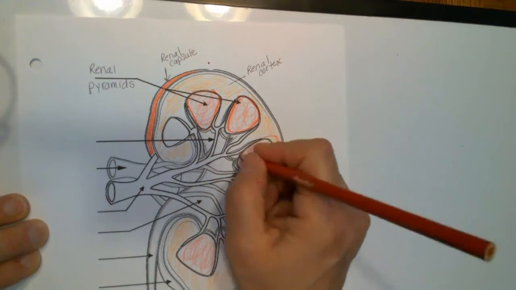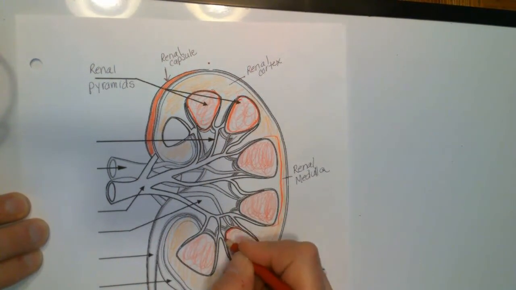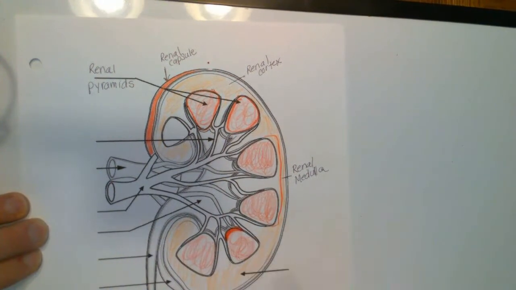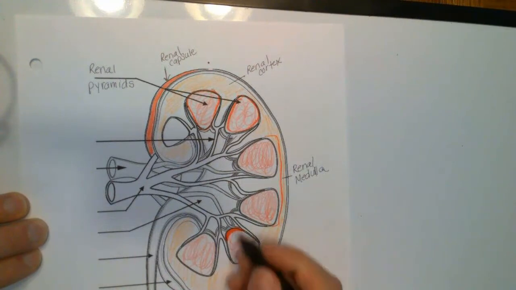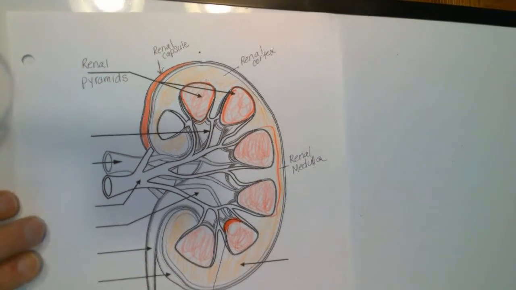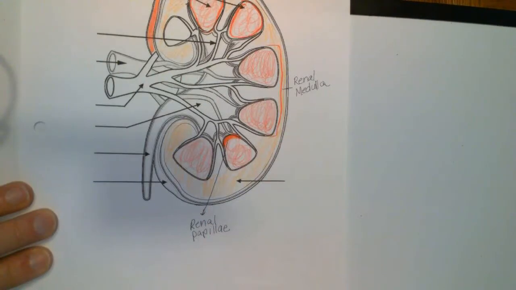Now at the very tip here, let's kind of put it right here. This end, the end that's closest to the inside of the kidney, this part of a renal pyramid is called your renal papillae. And this is going to be where urine is made by your nephrons, and that will then get transferred to the calyx, which is going to be the next structure that we're going to look at.